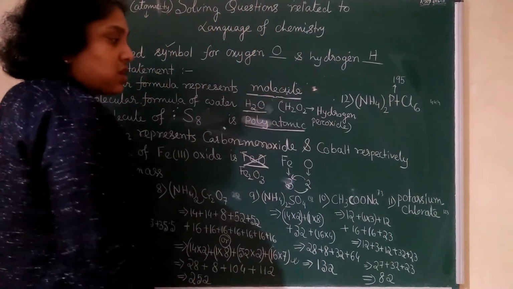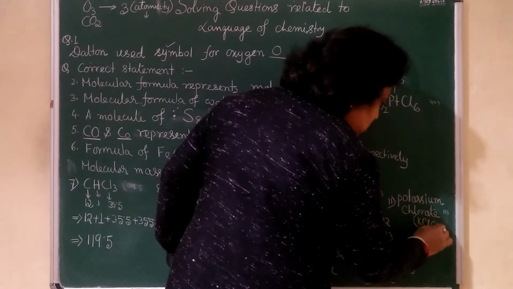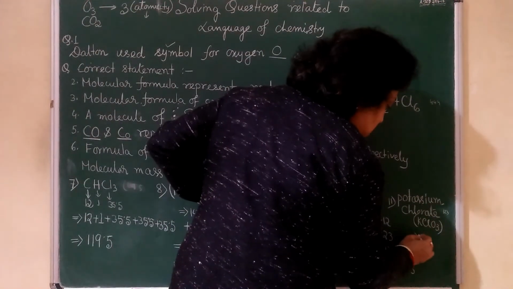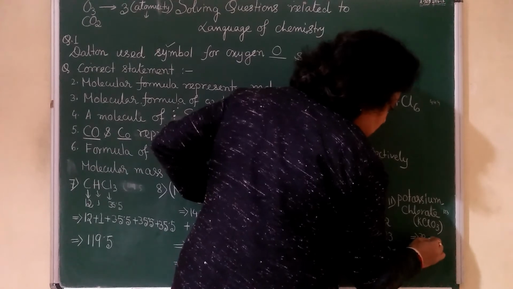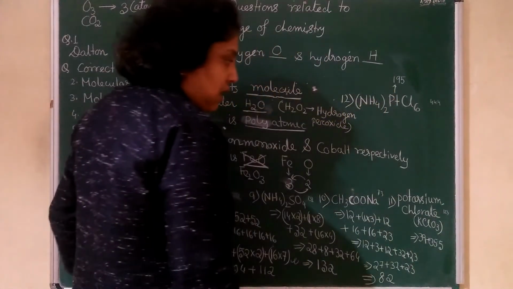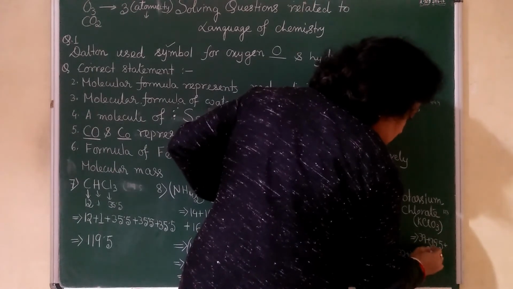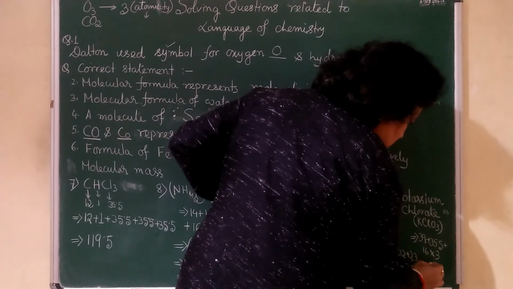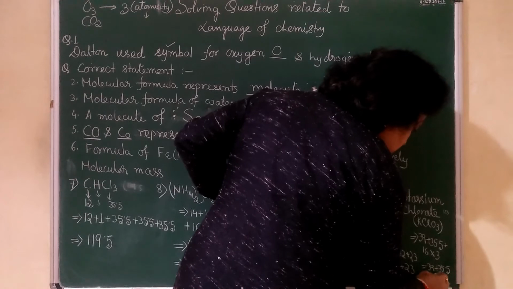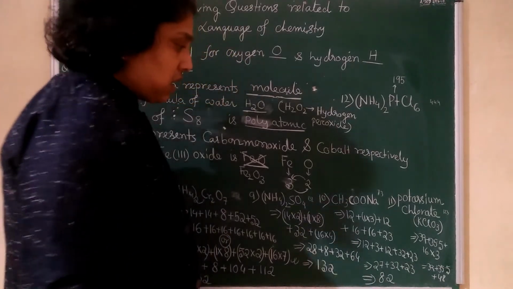Yes. Then potassium chlorate. The formula of potassium chlorate is what? KClO3. Potassium atomic mass is 39 plus 35.5. Then oxygen 3 times, so plus 16 into 3. So 39 plus 35.5 plus 48. Okay. Now add.